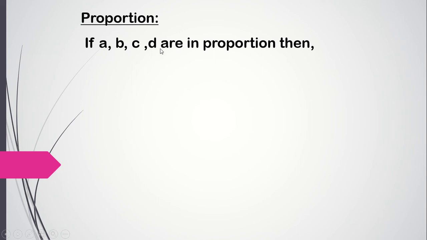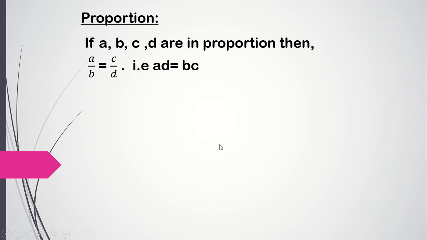If A, B, C and D are in proportion, then A upon B is equal to C upon D. That means the ratio of the first two numbers and the ratio of the third and the fourth number is equal. Then we say that the four numbers are in proportion. Then we cross multiply, so it becomes AD is equal to BC. This is the definition of proportion.